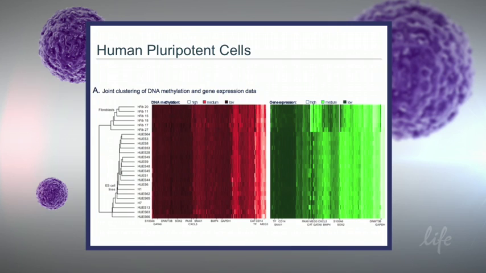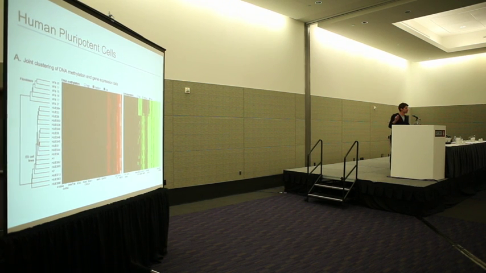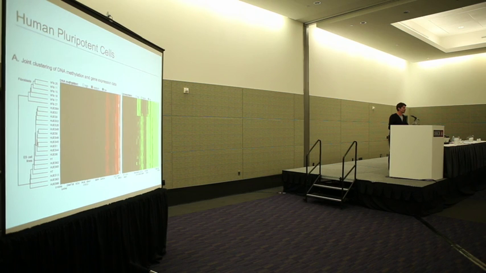What you see here is about 20 or so human embryonic stem cell lines plus some somatic fibroblasts as controls, with global DNA methylation profiling as well as gene expression profiling. Now, it's very hard to see on this. Obviously, the pluripotent cell lines cluster together, both on DNA methylation and gene expression, and away from the fibroblasts. But it's very hard to see any meaningful differences at this resolution.